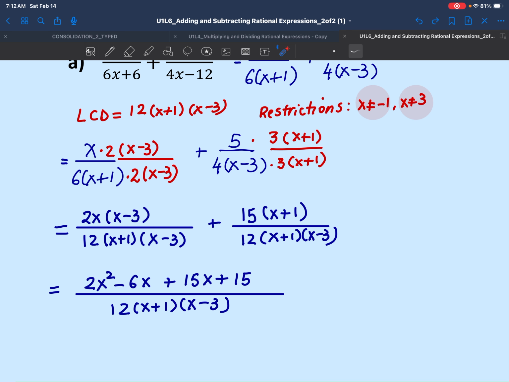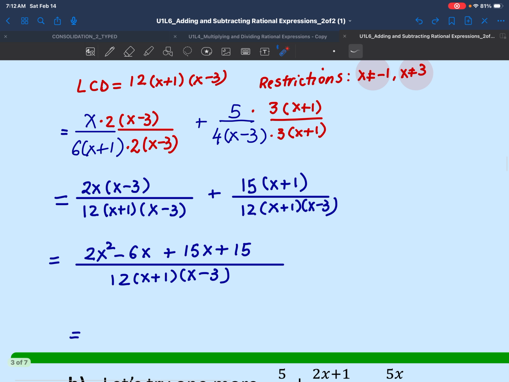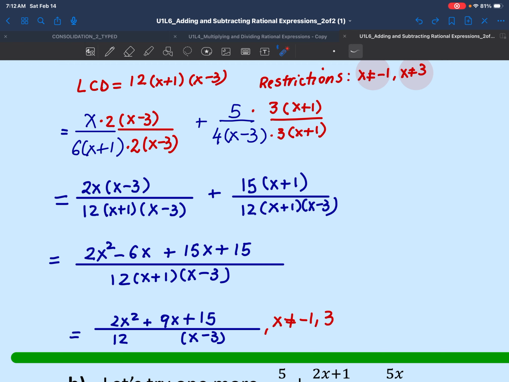Now, one last step, we'll simplify the numerator if possible, and what we can do here is add these two like terms, and that will give us 2x squared, negative 6 and 15 add to 9, plus 15, and in the denominator we're going to write the same lowest common denominator, 12 times x minus 3, and then x plus 1. And we're going to state the restrictions that x has to be different than negative 1 and different than 3. And obviously, we're going to have the x plus 1 in here.